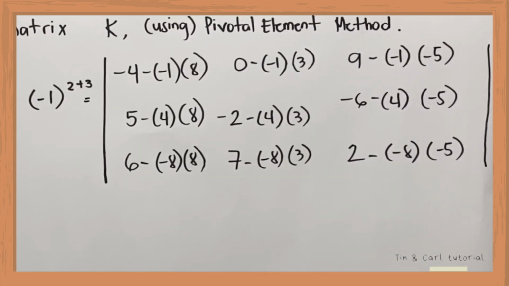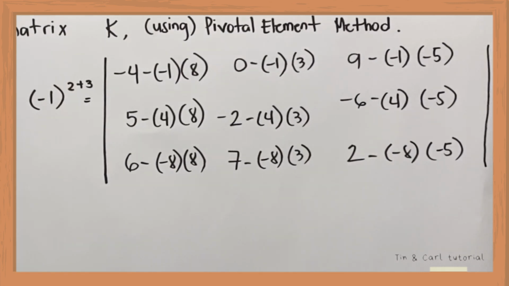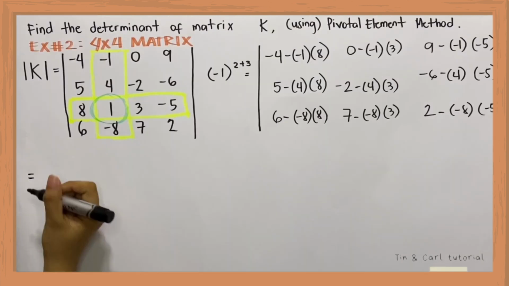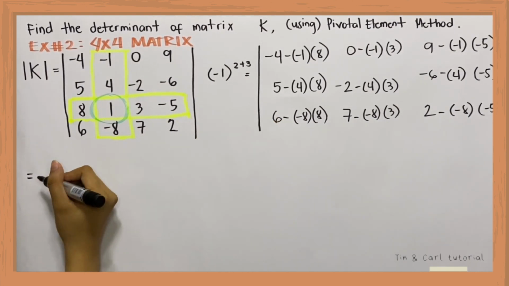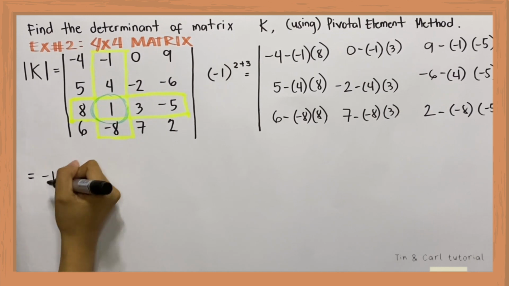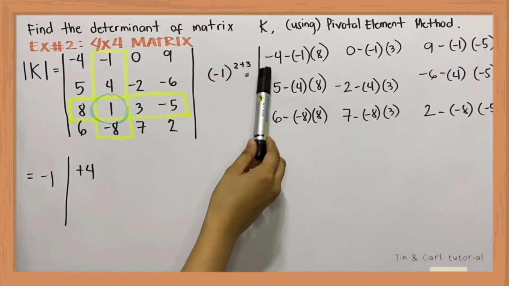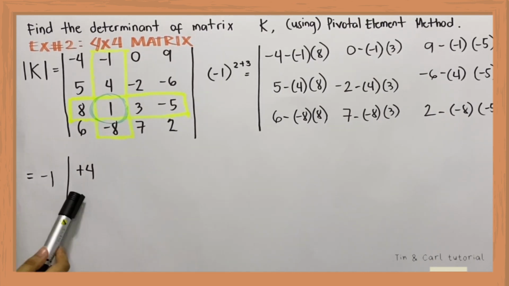So, next, what we will do is simplify this 3x3 matrix. So, what will happen now, negative 1 raised to 5 is equal to negative 1. Again, negative 1 raised to 2 plus 3 is equals to negative 1 still.